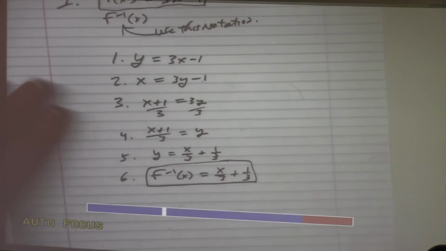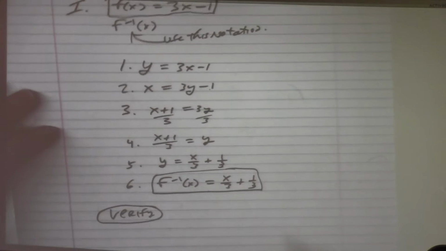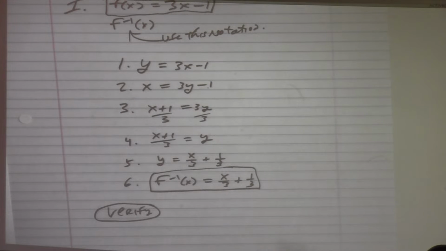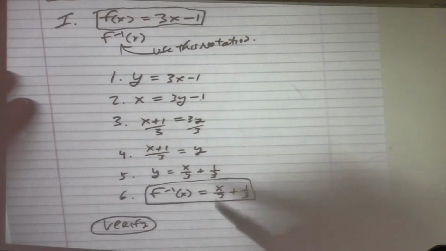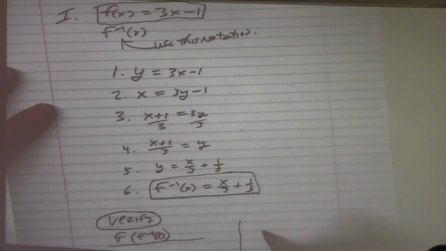However, there's another thing we have to do here, and that's to verify that this is really true. What we do is take the function and compose them. So we would do f of x composed with the inverse. And we're actually going to do it twice. First, we're going to do f⁻¹ of f of x.